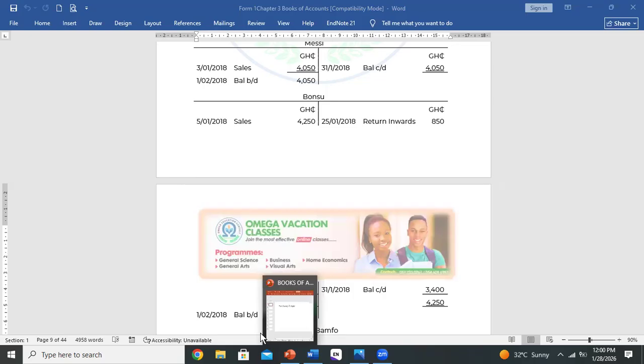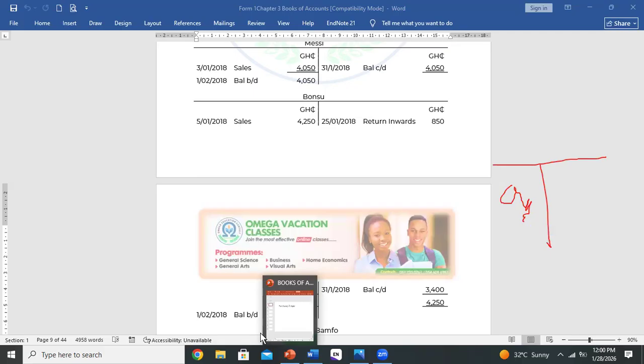Sir, after drawing everything, we then bring it back to the general ledger. In this table form, will it be at the debit side always? It depends on what you are posting and the entry you have to pass.